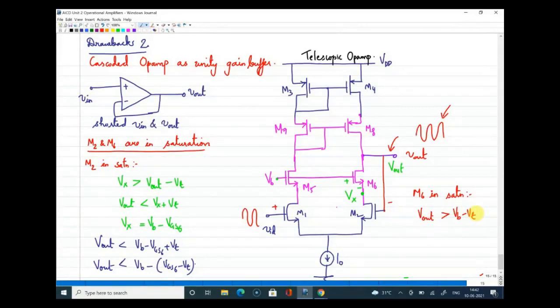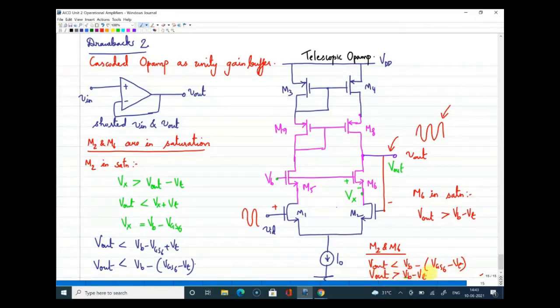Now, I have changed the condition for saturation of M2 in terms of Vout just to have a comparison for both the transistors, to bring it on similar lines. All right. So in order to ensure the saturation condition of both M2 and M6, I have two conditions. One is my Vout should be less than Vb minus VGS6 minus Vt. That is my first condition. And my second condition is Vout should be greater than Vb minus Vt.